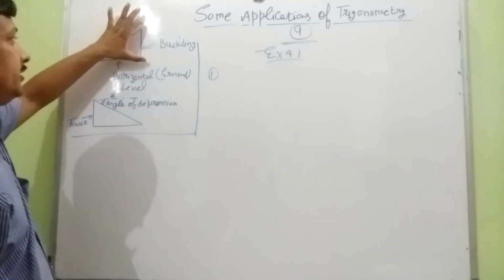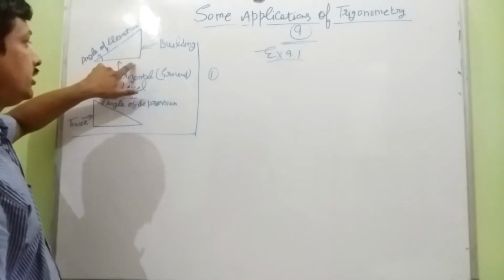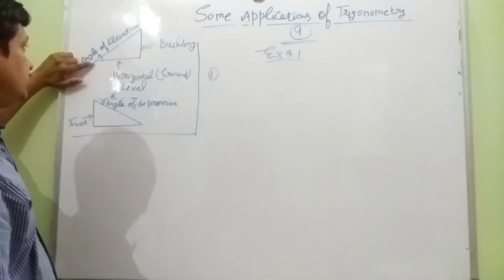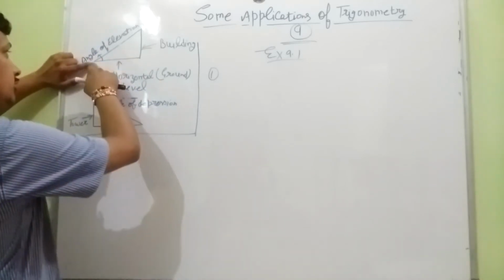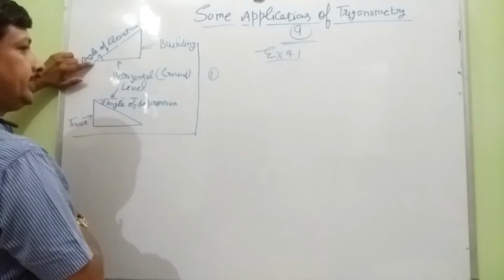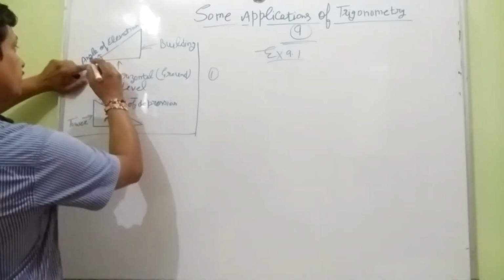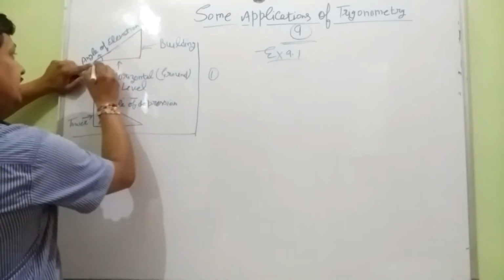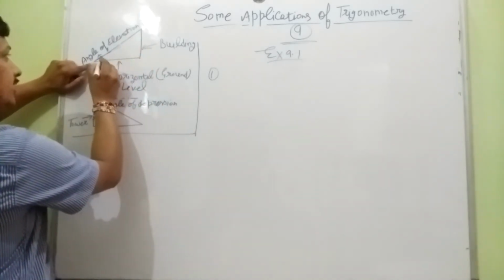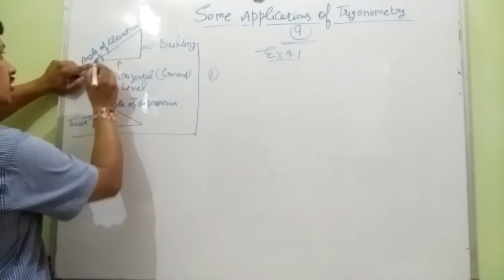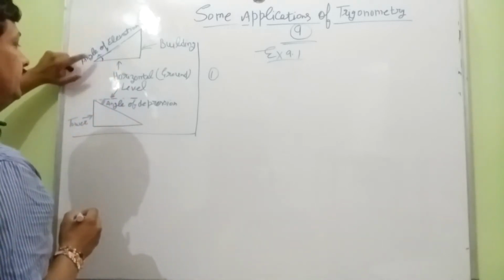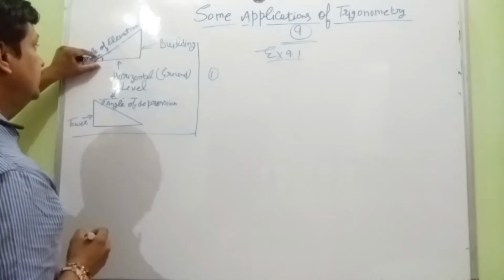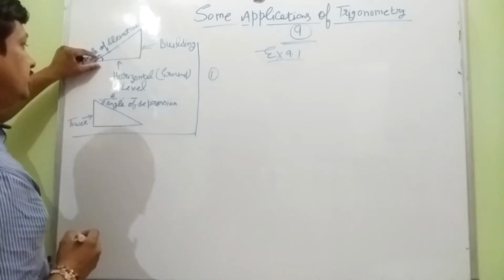Suppose we have a building, and this is a horizontal level. You can say ground, and here is a viewer who is watching the top of the building. Then this is his line of sight and this is the horizontal level. The angle formed between them is called the angle of elevation. If a viewer is watching the top of the building, then this angle is called the angle of elevation.